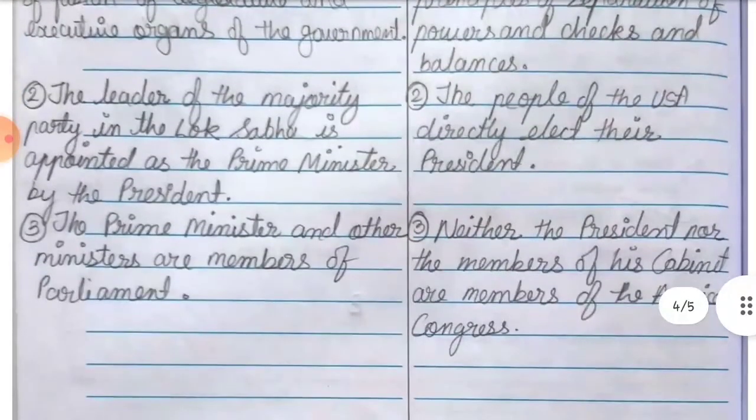Parliamentary democracy. Point number 3. The Prime Minister and the other ministers are members of the Parliament. Presidential democracy. Point number 3. Neither the President nor the members of his cabinet are members of the American Congress.